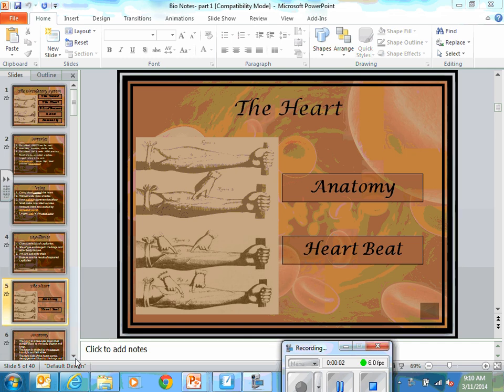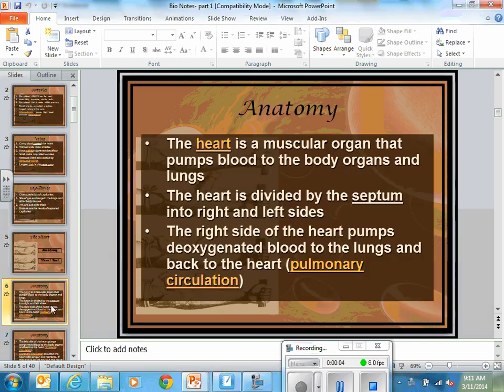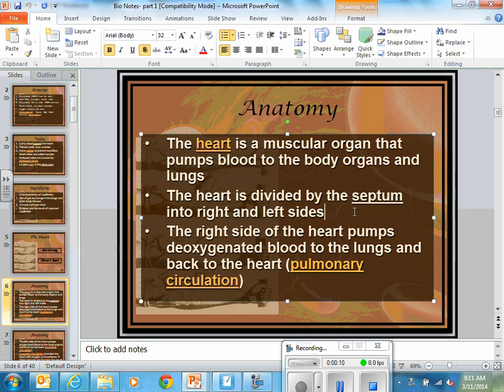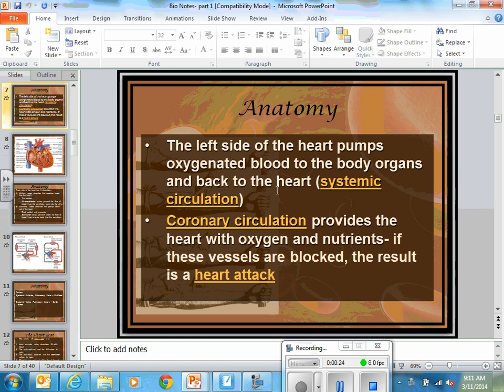All right, just to do a quick review of the anatomy of the heart, we talked about how it's a muscular organ and it's divided by a septum, which is just a large piece of heart muscle. It divides it into the right and left side. The right side of the heart always contains deoxygenated blood. The left side contains oxygenated blood.